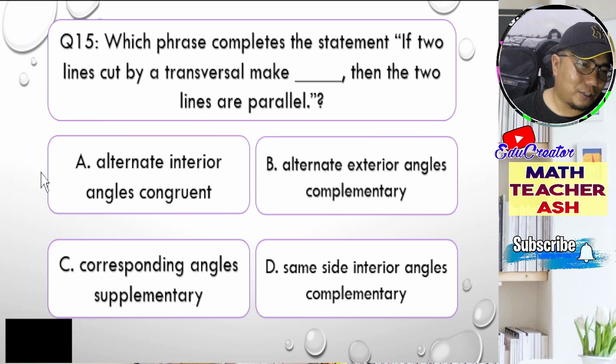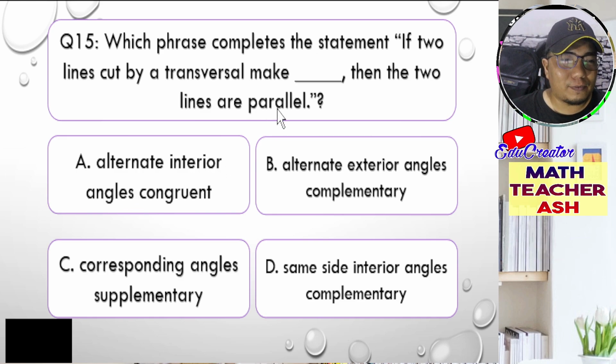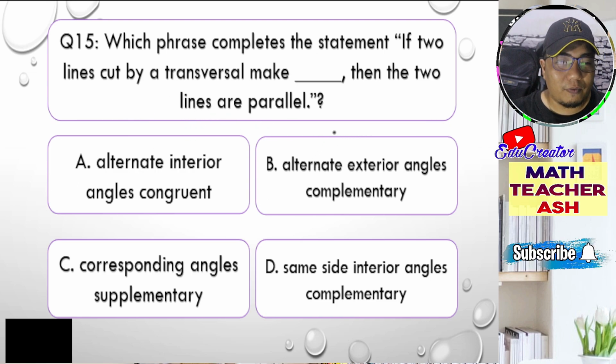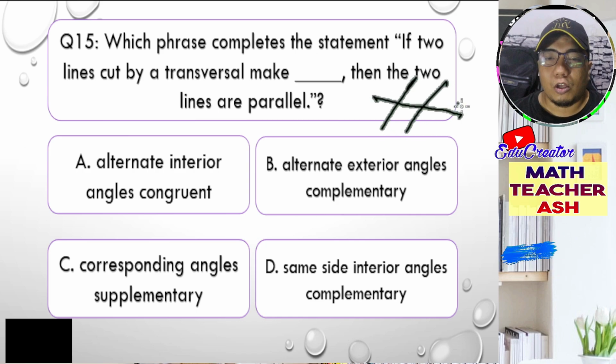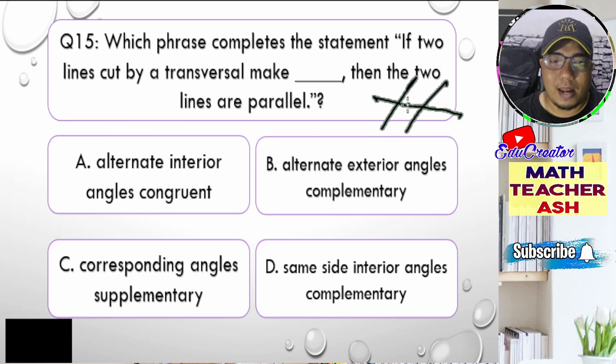Okay, my dear math learners, in order for this statement to be true, first things first, we need to make two lines cut by a transversal, and those two lines should become parallel. If we are already familiar with what we have been discussing earlier, we have a figure like this, right? Two lines cut by a transversal. In order for these two lines to become parallel, there should be congruency. So let's check. Alternate interior angles are congruent. So this one and this one should be equal. This one and this one should also be equal.